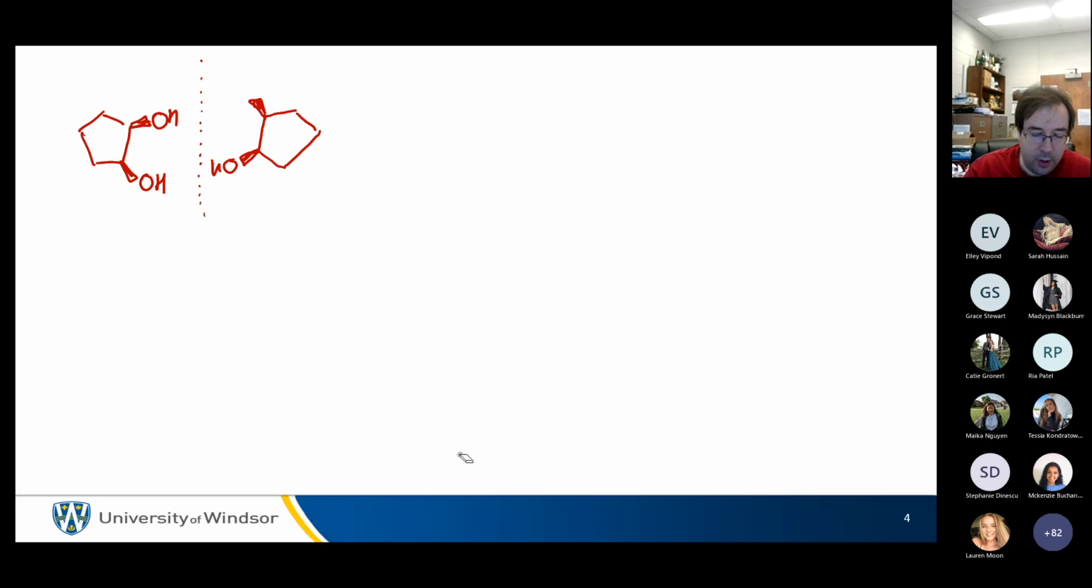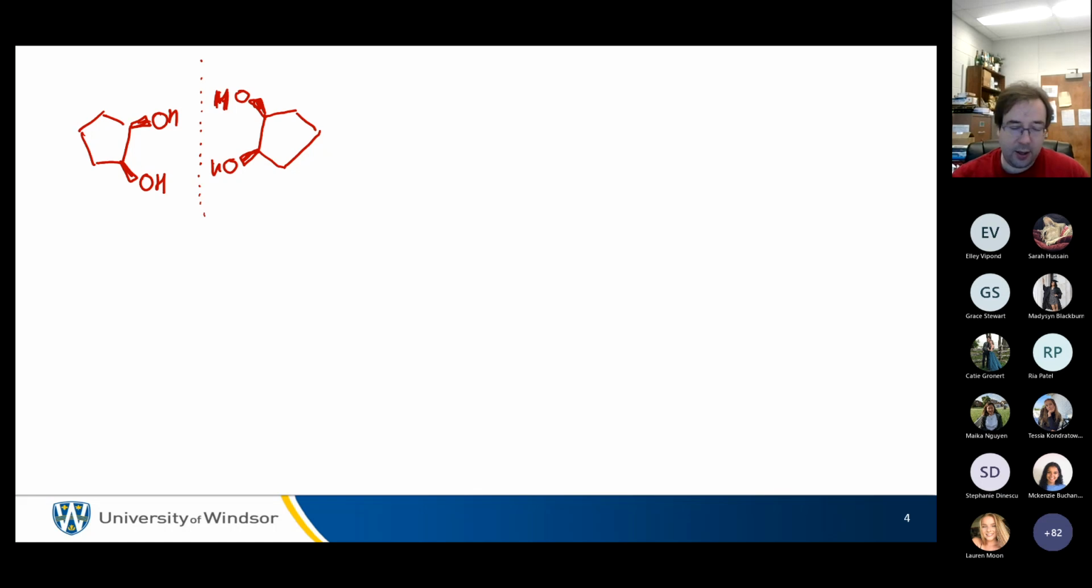And if you're a neater drawer than me, your mirror image probably looks even better than mine does. Mine looks like it's Halloween, like a spooky Beetlejuice kind of mirror image. And what we need to do now is, can I superimpose the mirror image onto the original structure? That's the question. Because if I can, then the molecule is meso, and it is achiral.